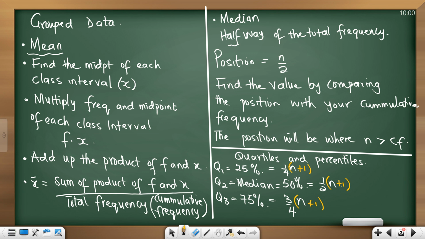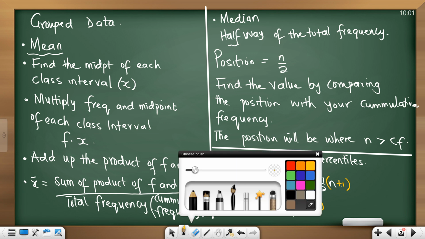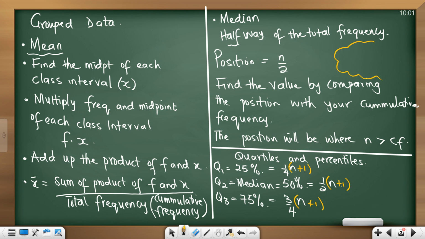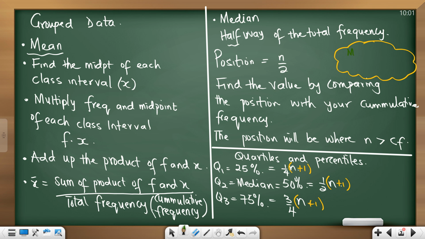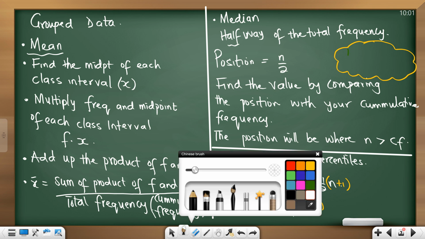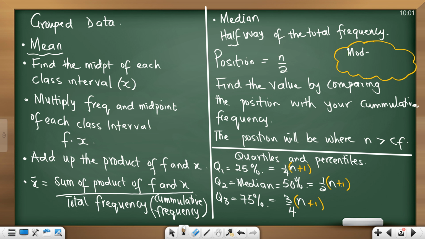Oh, the last one, mode. What do we know? The one that appears the most. Mode is the one that appears the most. So let me put it here in this bracket, this little cloud. Mode. So we call it the modal class. Class with the highest frequency.